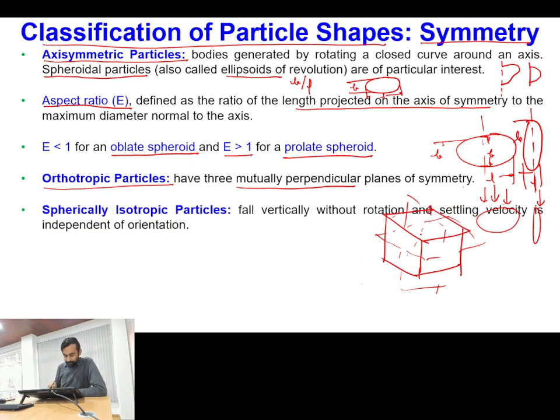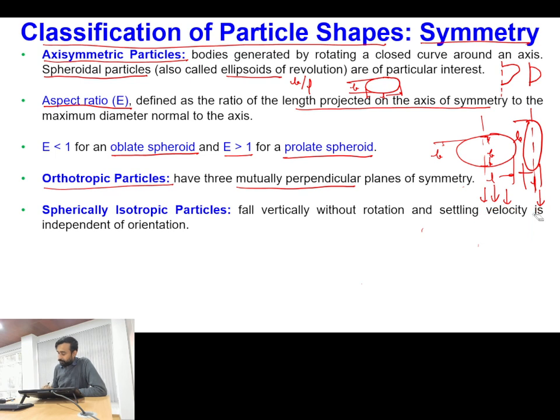Okay. Now, one special type of particle we have is called a spherically isotropic particle. If we have any particle that is freely falling in a uniform flow field, and the particle remains in its vertical orientation and does not undergo any type of rotation, and its settling velocity is independent of its orientation, that particular type of particle is called a spherically isotropic particle. Is this one clear? Okay.